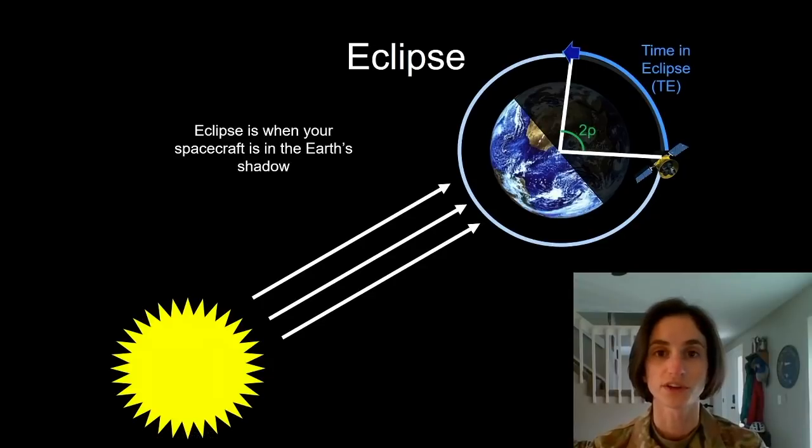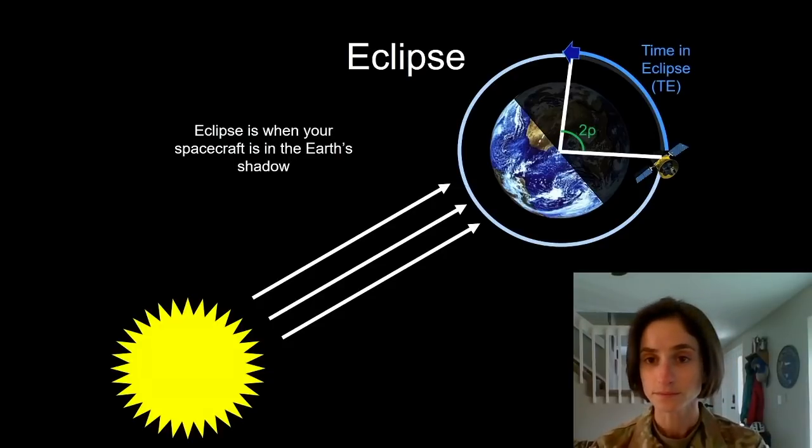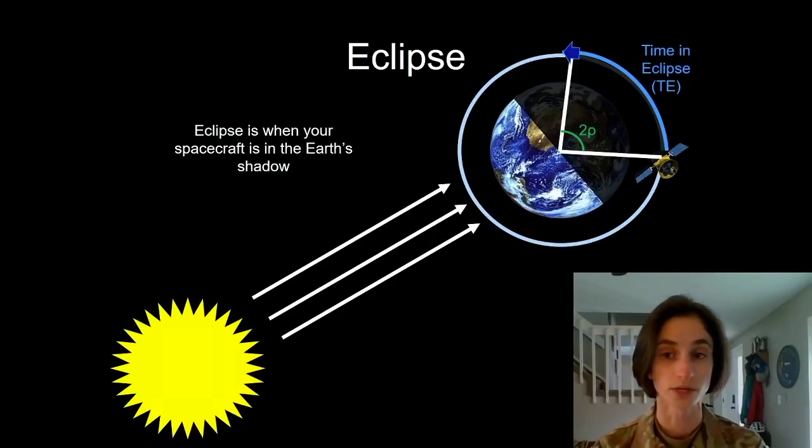So let's also define this concept of eclipse. Eclipse is just when your spacecraft is in the Earth's shadow. We've got a little diagram here, the sun's rays shining on Earth, and your spacecraft is orbiting Earth. You might think the spacecraft is just dark when the Earth is dark, but that's not really true. You can see where our spacecraft is right now. It's about to go into what we call eclipse, but the Earth underneath our satellite right now is dark, and it has been dark already.